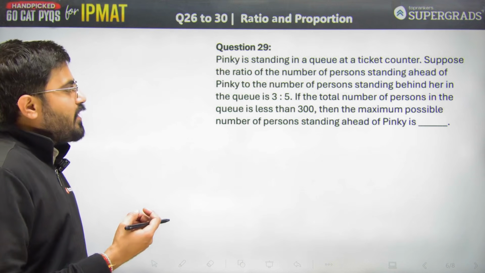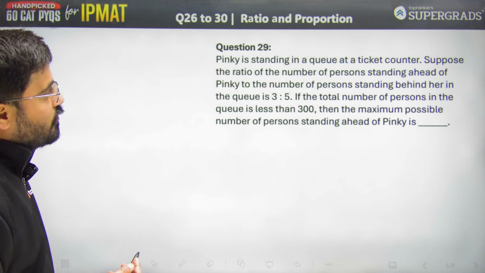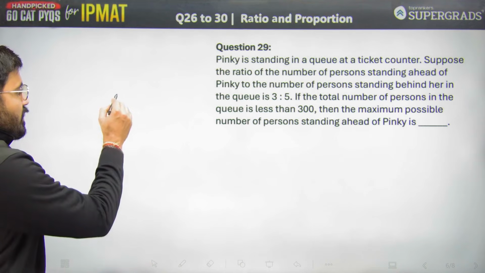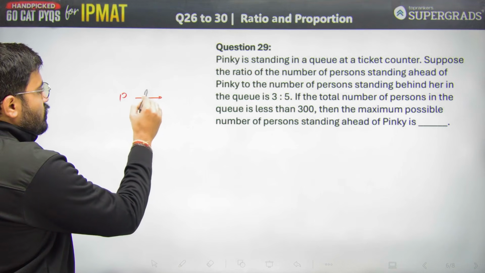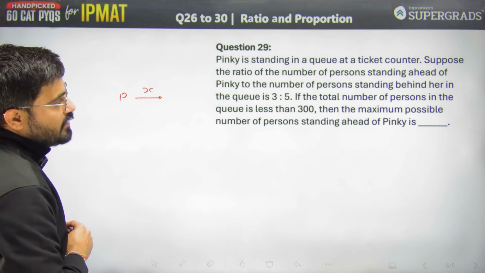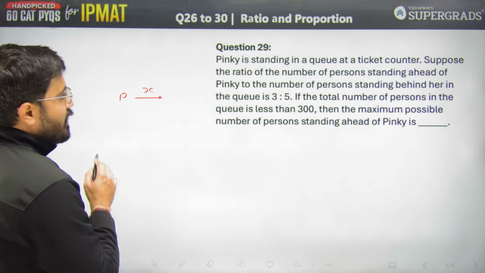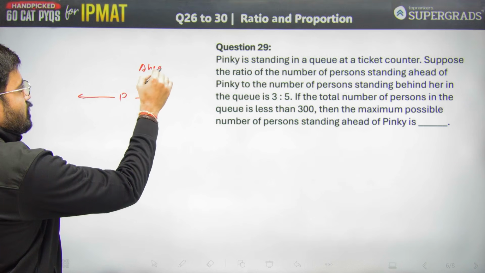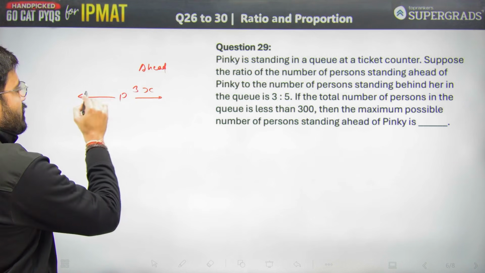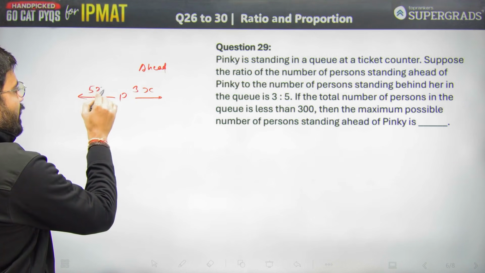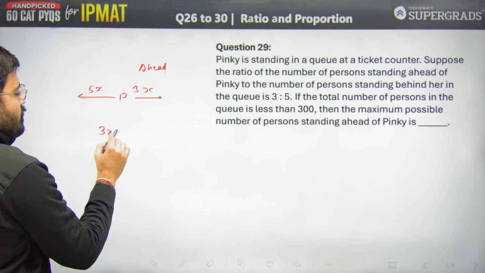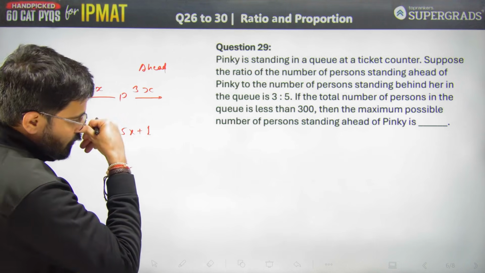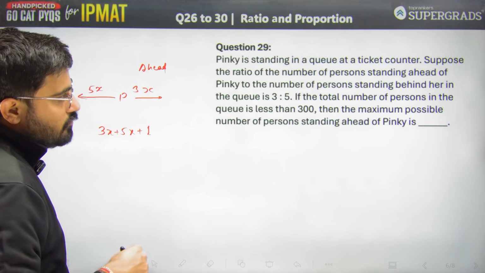Got it? Pinky is standing in a queue at a ticket counter. Suppose the ratio of the number of persons standing ahead of Pinky to the number of people standing behind is 3:5. So this is Pinky. So if ahead is 3x, then behind is 5x. So I can write 3x plus 5x plus Pinky, which is 1. This is the total number of people in the queue.